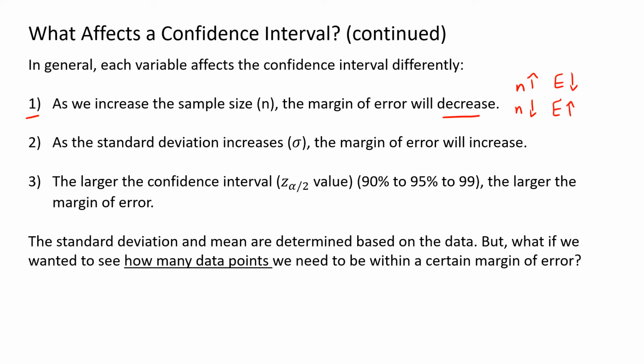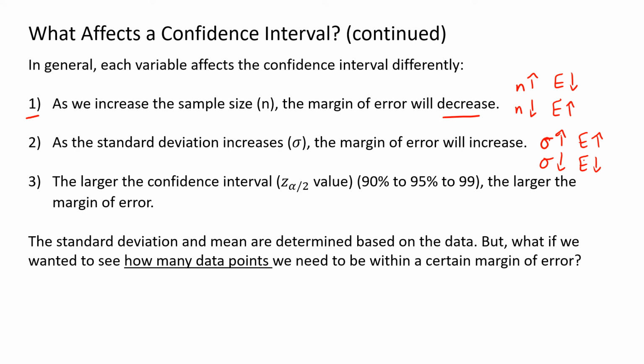As the standard deviation increases, our margin of error increases. So as sigma goes up, our error goes up. As sigma goes down, our error goes down. That makes sense because the standard deviation is how data is distributed versus the mean. If the standard deviation is small, it means that most of your data is clumped very close to that mean value, meaning that most of your results will come out close to that mean.